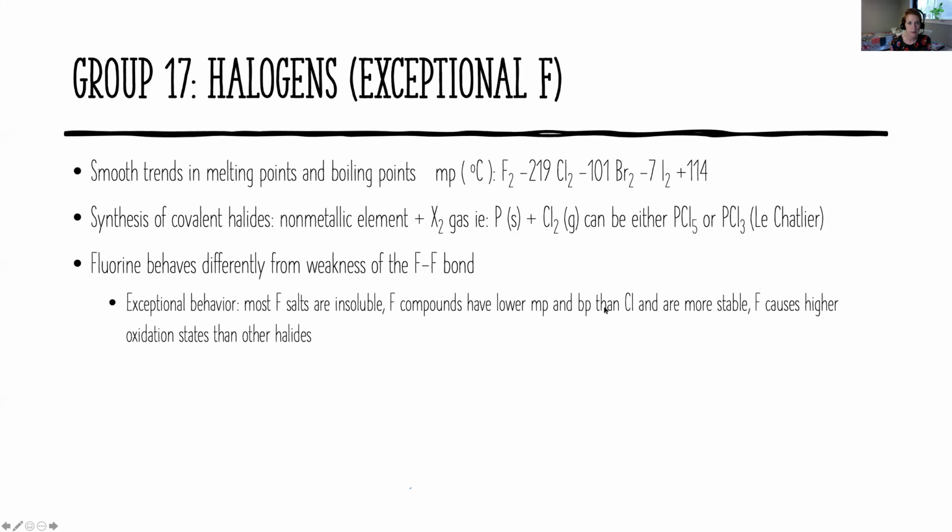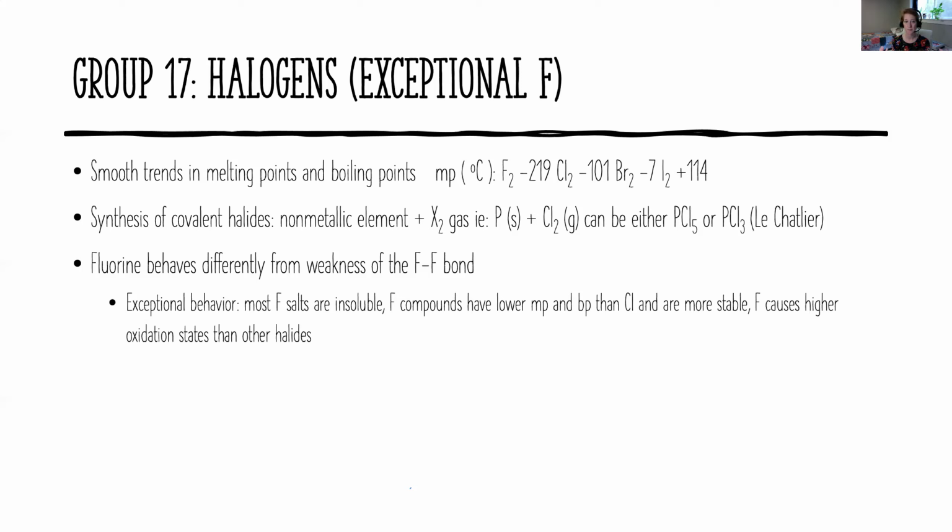Okay, so then finally we get to halogens. And so in terms of halogens, you again have smooth trends in melting and boiling points, whereas I go down the periodic table, my intermolecular forces increase, and therefore my boiling points also increase. It's harder to break up those intermolecular forces.